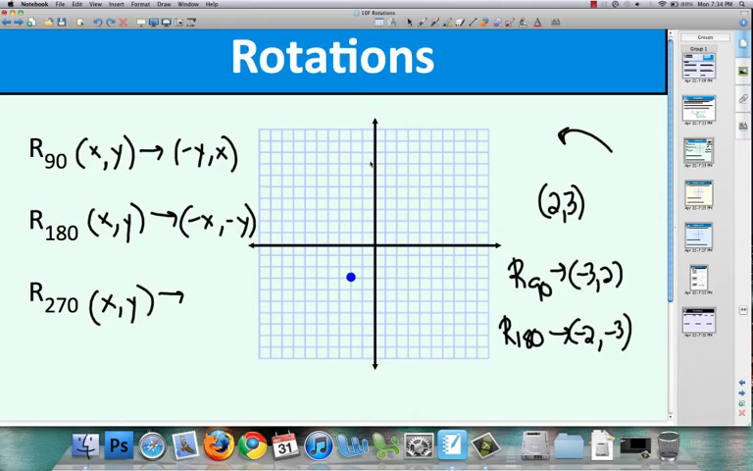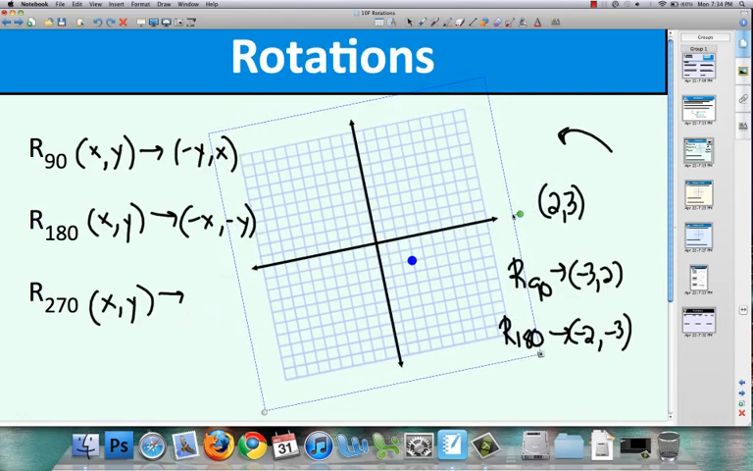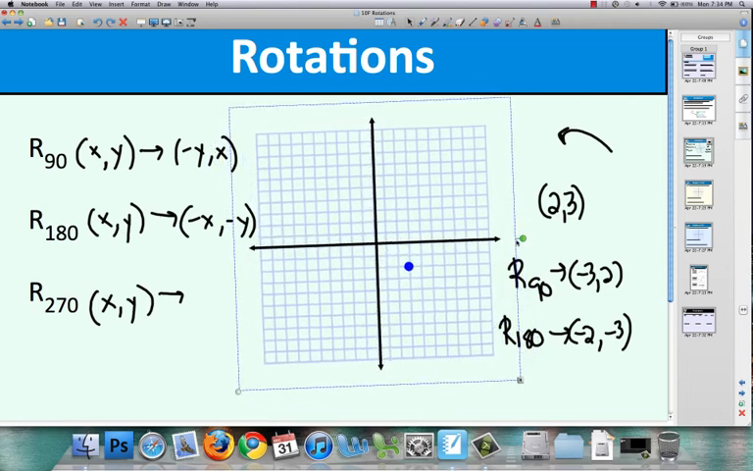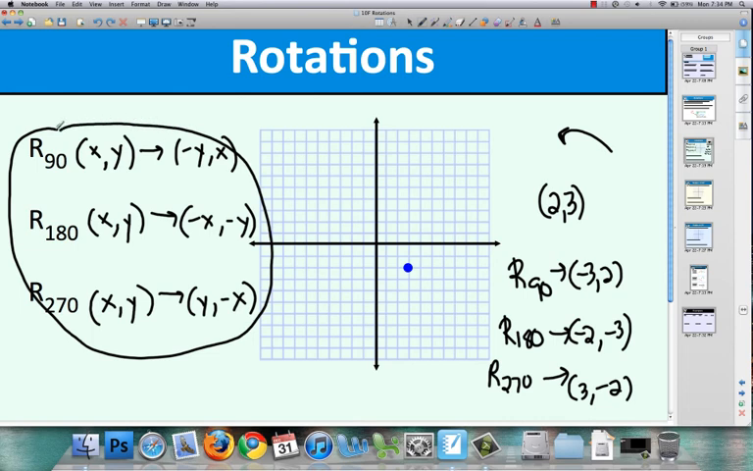And the last one is a rotation of 270, so I'll just go one more rotation of 90. Here is a rotation of 90, and that rotation of 270 is (3, -2). So we are switching but negating our x. Okay, these are your rules, but once again, if you forget them, just rotate your paper and read what your new point is.